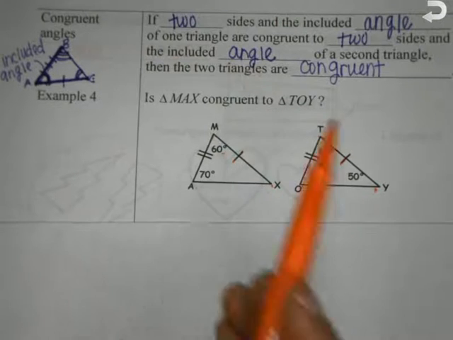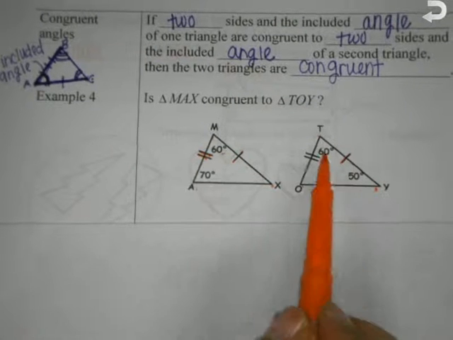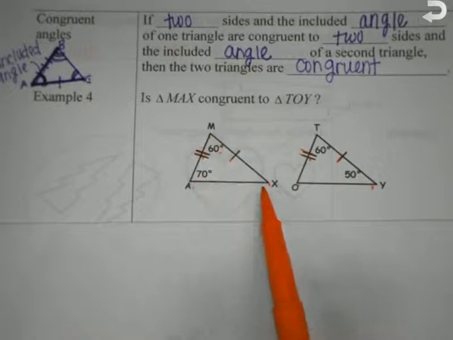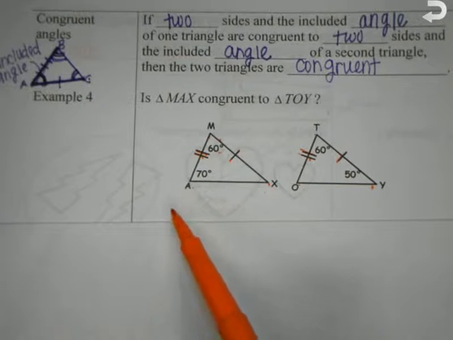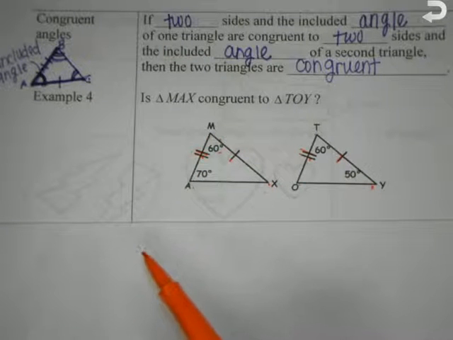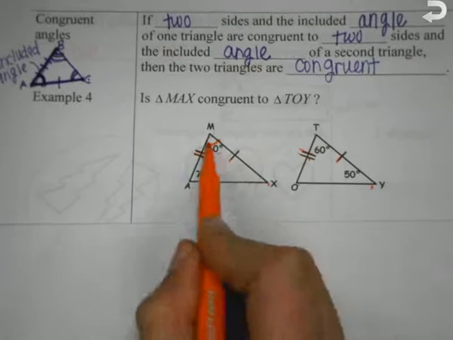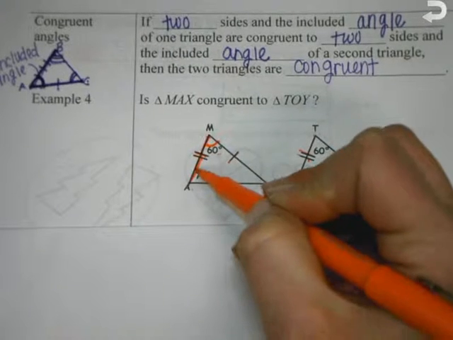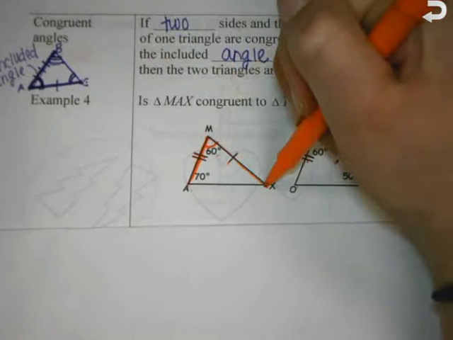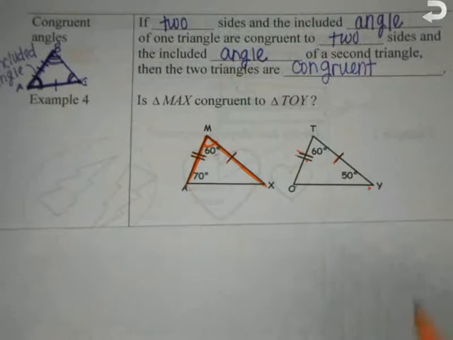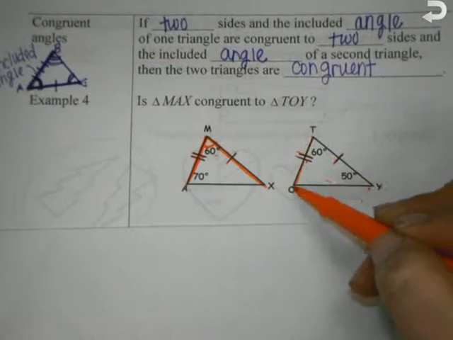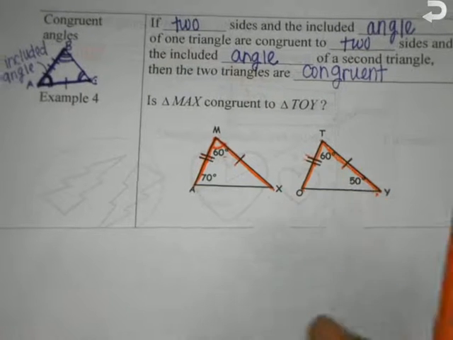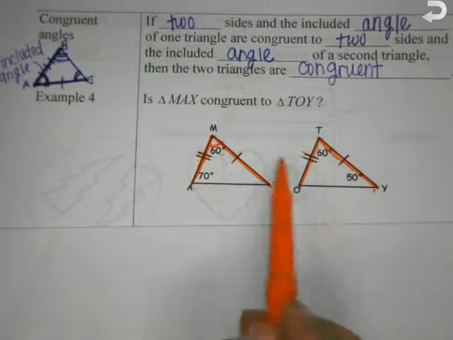In MAX, which angle is the included angle? 60. How did you know? Because it's the angle between the 2 lines that we're looking at, right? They are congruent. So which one is the included angle for TOY? Also 60. So they have 2 lines that are congruent, and the included angles are congruent. So are the 2 triangles congruent? Yes.